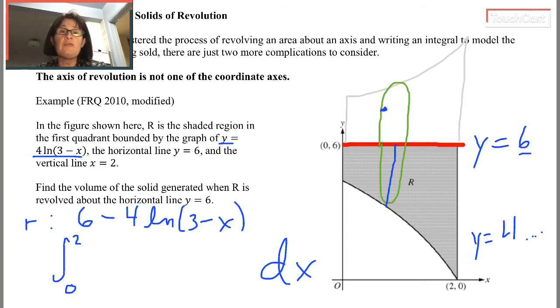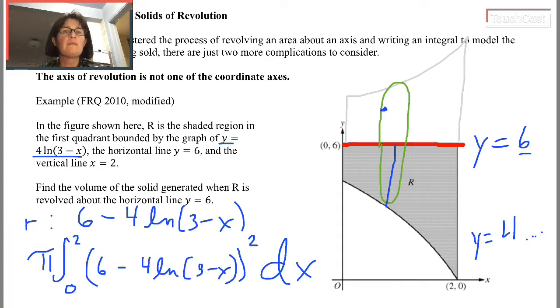And then the volumes I'm going to add up are volumes of cylinders. This is going to be pi r squared, and then dx is my thickness, the height of my cylinder, and my radius I've just figured out: 6 minus 4 natural log of 3 minus x. I didn't specify here, but this is an integral that's complicated enough they would not expect you to integrate this by hand. You might be asked to report the answer. It would be by typing this into your calculator. But this is the integral we're looking for.